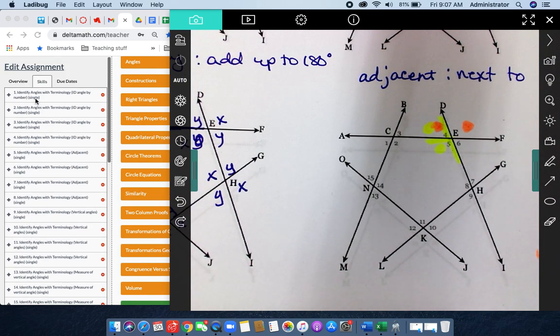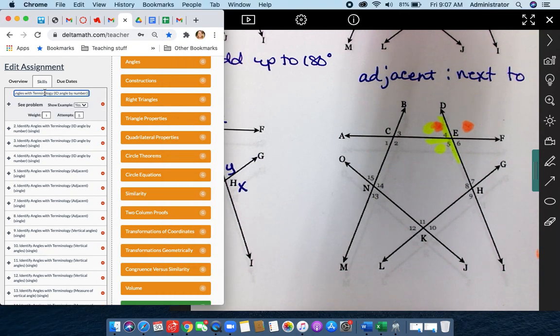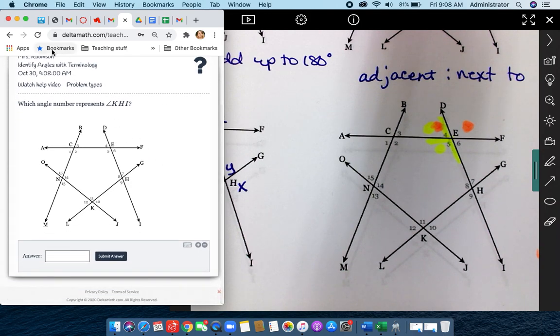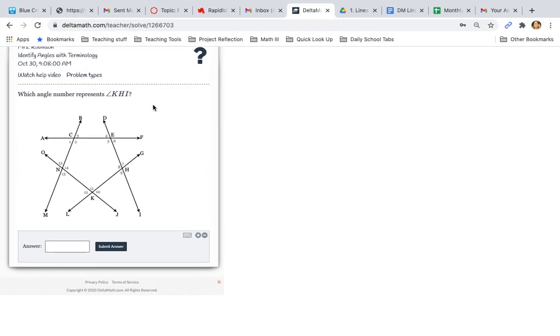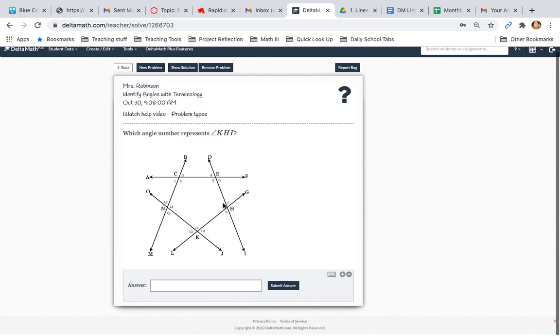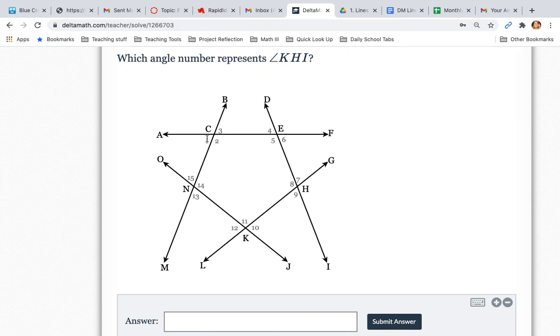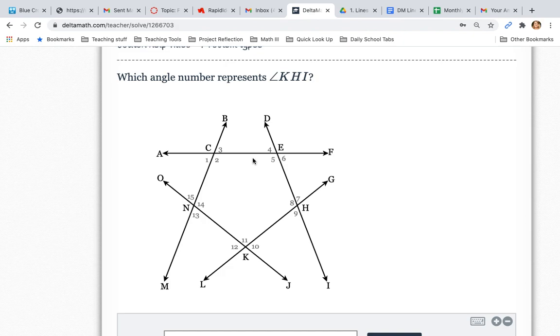All right, so we're just going to go through a few of these. And the first thing I needed you to be able to do is identify which angles are represented by, in this case, angle KHI. So I don't know why that's little. It should be a big. There it goes. All right, so if I'm wanting to know which angle number, so I have all these numbers, 1, 2, 3, 4, 5, 6, 7, 8, 9, 10, 11, 12, 13, 14, 15, and they're all labeled without the letter, but that doesn't mean too much. It just means that we have a number to represent that angle.